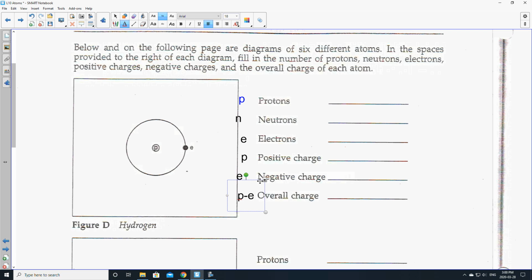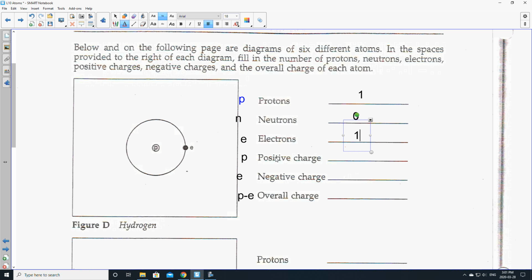Okay, hope that helps. So P stands for protons, N stands for neutrons, E stands for electrons. P is the number of positive charges, so whatever number you get here. So the number of protons is 1, right? The number of neutrons, well, there are none here. There's no N's here, so I'm going to put down 0. The number of electrons is 1.